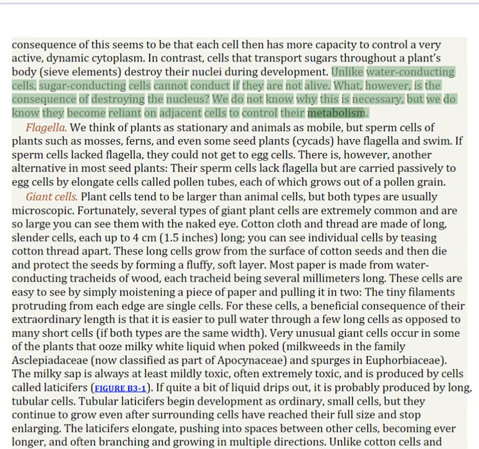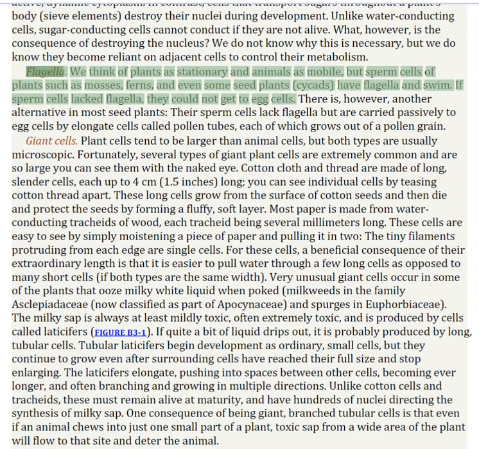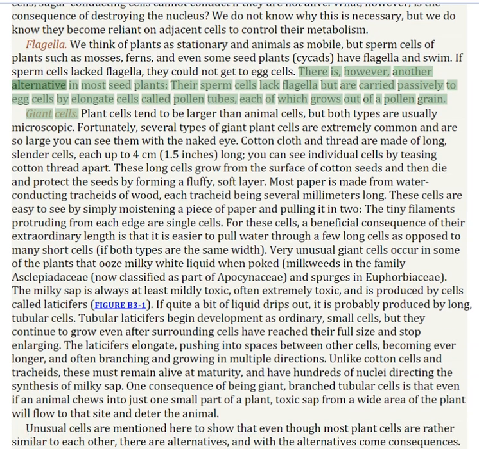Flagella. We think of plants as stationary and animals as mobile, but sperm cells of plants such as mosses, ferns, and even some seed plants have flagella and swim. If sperm cells lacked flagella, they could not get to egg cells. There is, however, another alternative in most seed plants. Their sperm cells lack flagella but are carried passively to egg cells by elongate cells called pollen tubes, each of which grows out of a pollen grain.